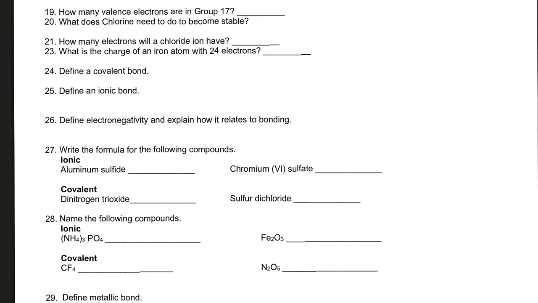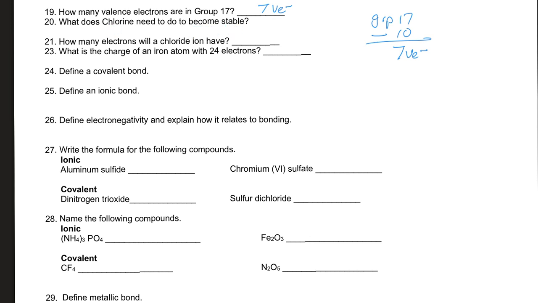What we're going to do is use this method. For group 17, we are literally going to do group 17 and subtract 10 from it, and that means that we've got 7 valence electrons. So that would be 7 valence electrons there for number 19. What does chlorine need to do to become stable?